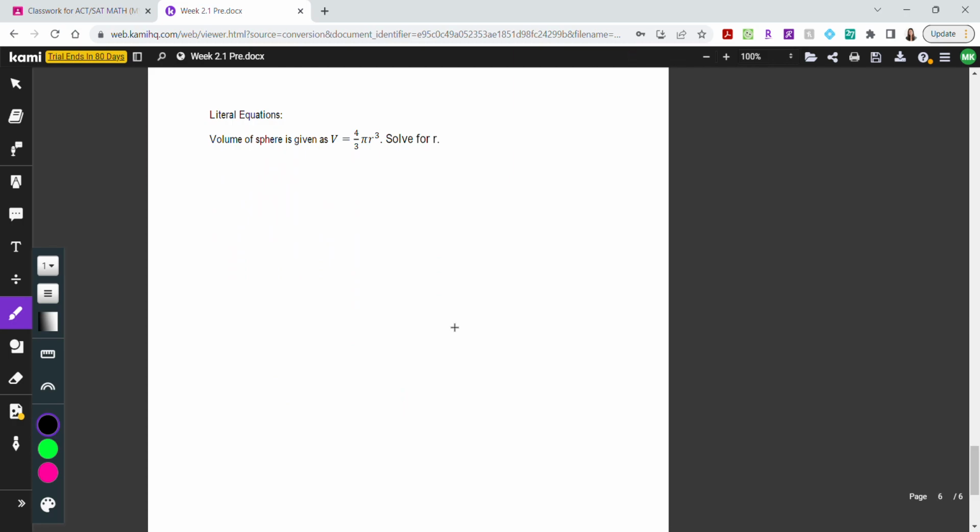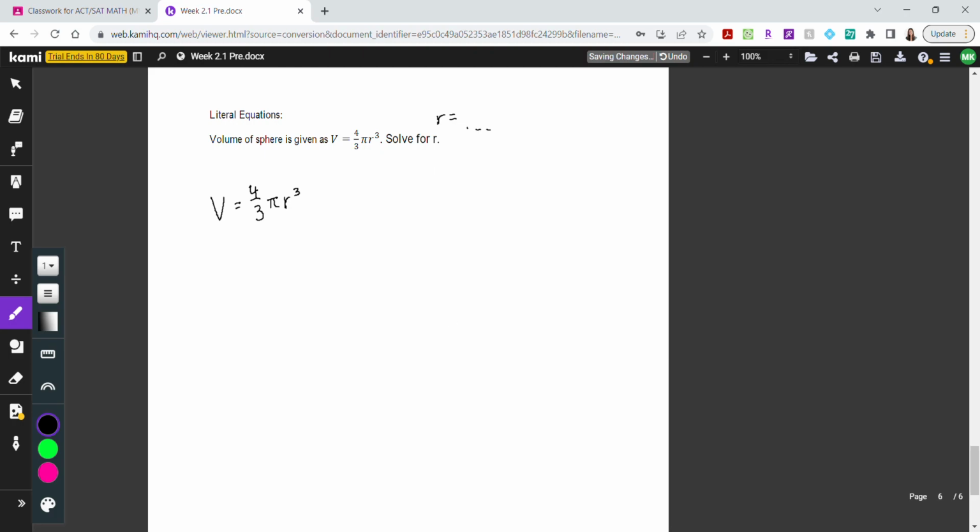Now, the very last thing that we have in expressions, equations, and formulas are literal equations. So with literal equations, normally they would give us a formula or an equation, like in this case, and they want us to solve for something. So in this case, we are given the formula. Let's write it out again. The volume of a sphere is known as V equals 4 over 3 pi r cubed. Solve for r, which means that we want our solution to be r equals something.